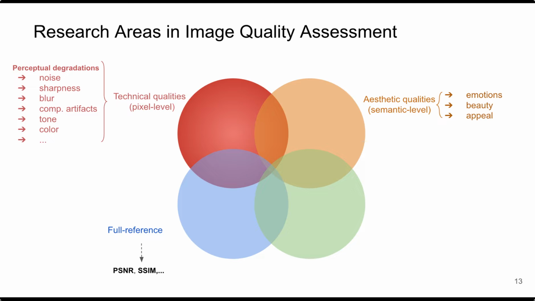There are very well-known full reference metrics that have been used for decades, such as PSNR and, more recently, SSIM in this category. And lastly, there is the no reference quality assessment area, which typically tries to model human perceptual preference through subjective studies. Labeled datasets are typically leveraged to develop models or solutions for no reference quality assessment.